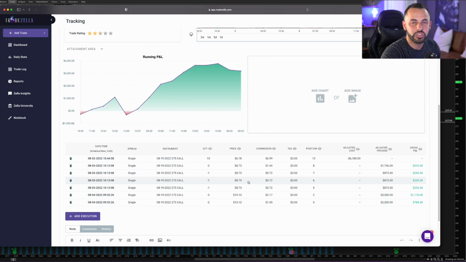Here's everything that you can go ahead and analyze in TradeZella. Shout out to TradeZella for this awesome tool. I definitely enjoy using it and looking back at my trades and analyzing what I did or what I could have done better.